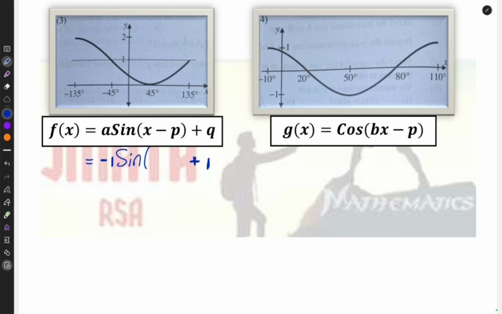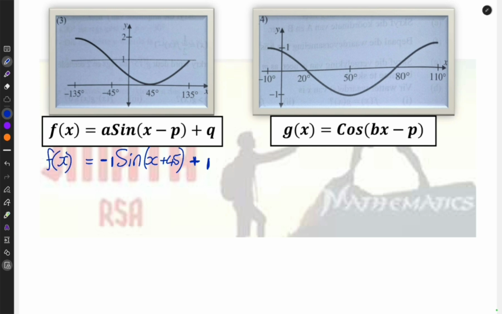Sine, and now I just need to figure out how far this moved left or right. So remember, a normal sine graph has its first turning point on 90 degrees. So there's no B value, so I know it should have been 90, but now it moved to 45. So this graph moved 45 degrees to the left, so it must be a +45. And that is the equation of this specific f(x).